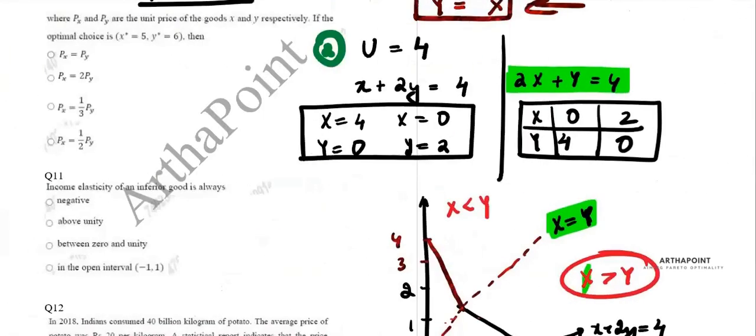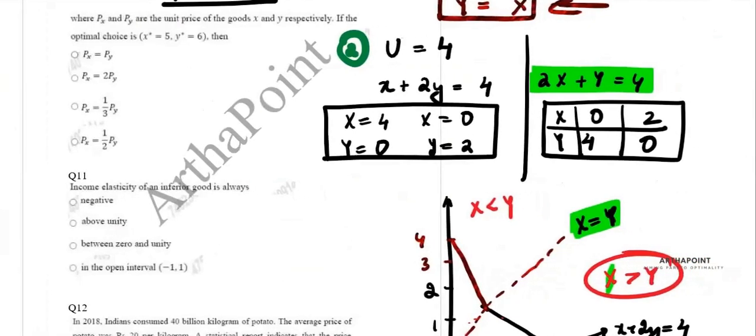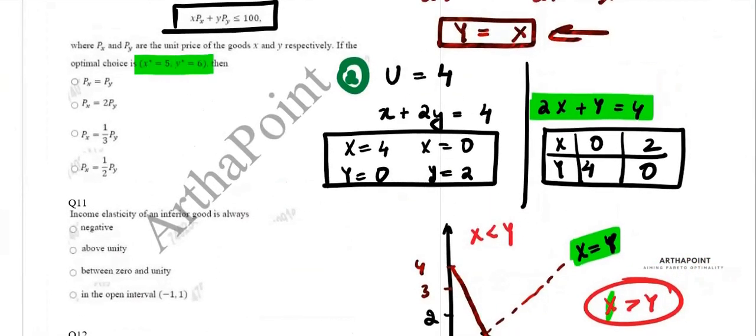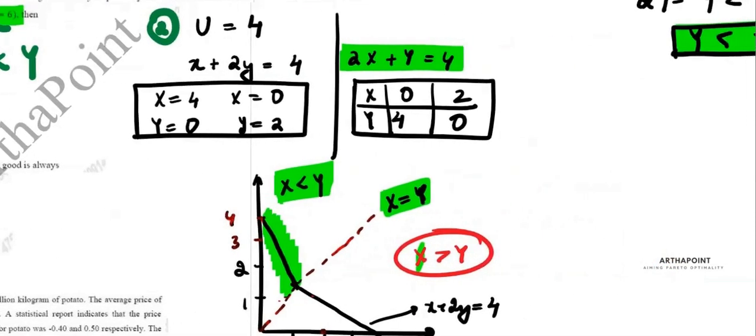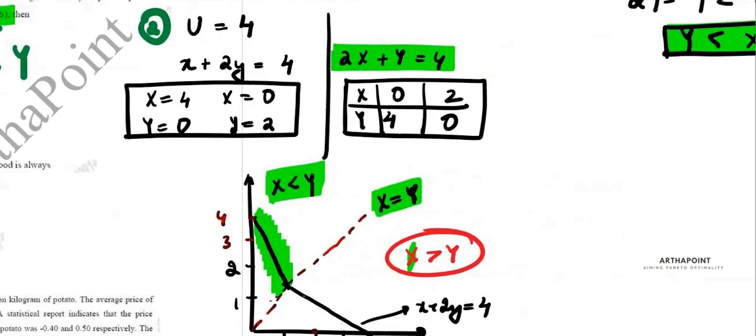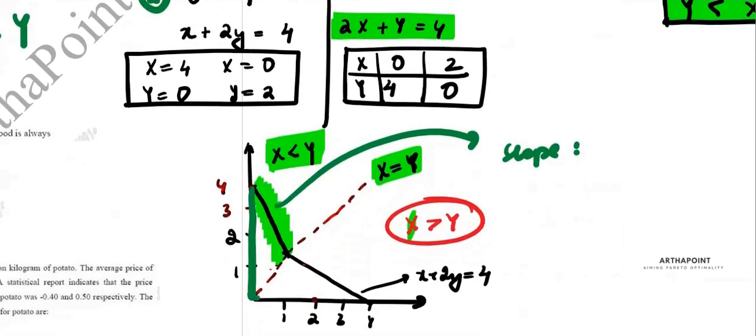Now, what is the question saying? The question is saying that x is 5, y is 6, which means x is less than y. If x is less than y, then which part of the indifference curve are you talking about? This red line, right? And what is the slope of this red line? The slope is simple. It's perpendicular, which was 4, by base, which was 2. So 4 by 2, which is 2.